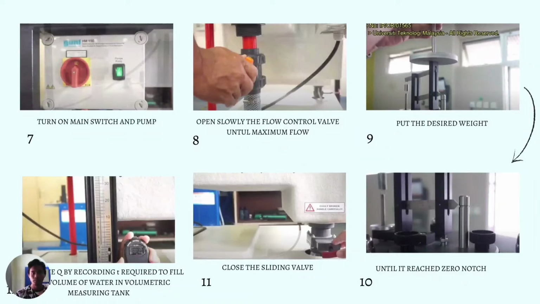When we have already opened the flow control valve, we can put on our desired brake weight, maybe 10 Newton or 20 Newton, until it reaches the 0 notch. When it reaches the 0 notch, we close the sliding valve, and after that we determine Q, the flow rate, by recording the time required to fill up 3 liter of volume of water in the volumetric measuring tank.